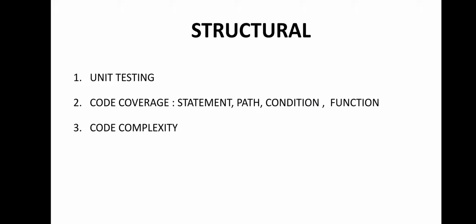When we talk about the second one, that is code coverage, again it is classified into 4 to 5 categories. The main 4 categories are written on the slide: statement coverage, path coverage, condition coverage, and function coverage. So let us start white boxing one by one. We will take each and every category into account. So first we take the static testing into account.